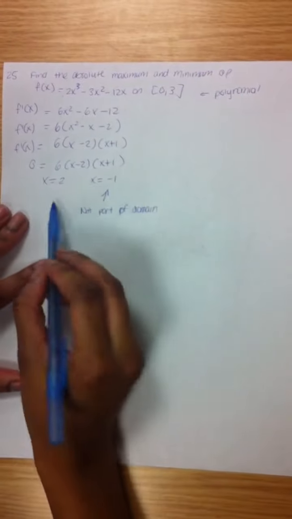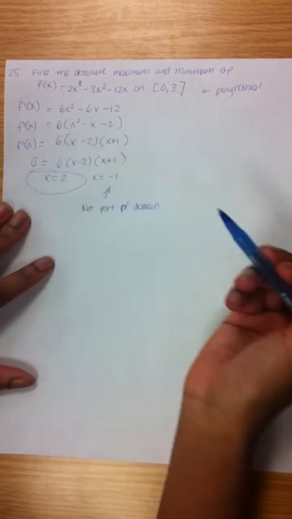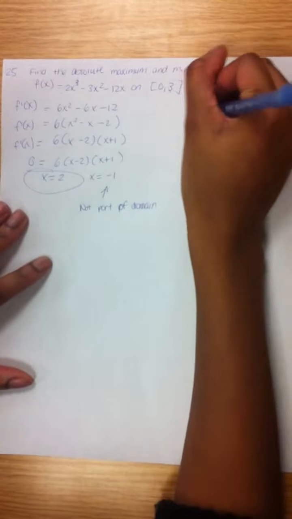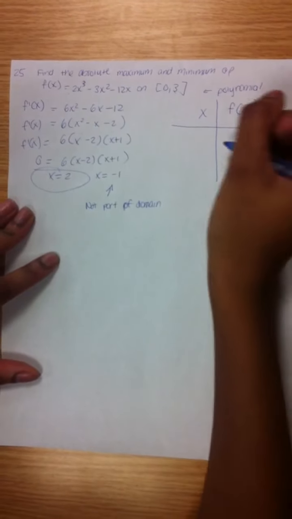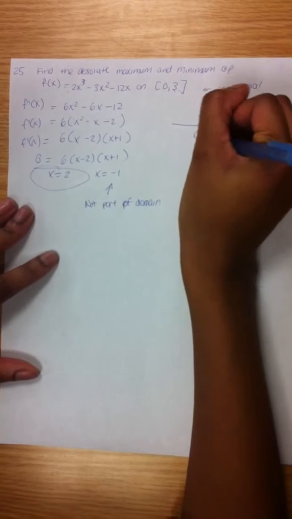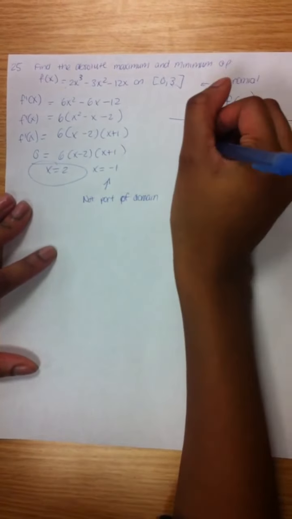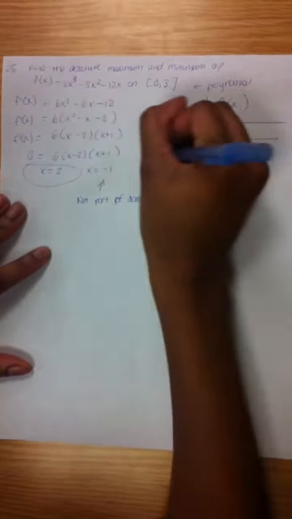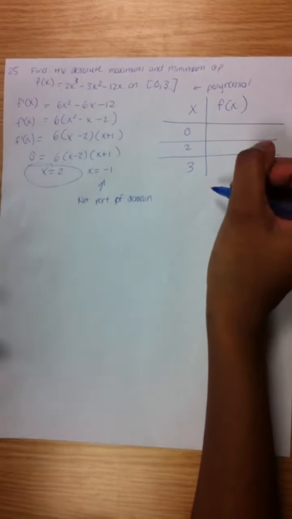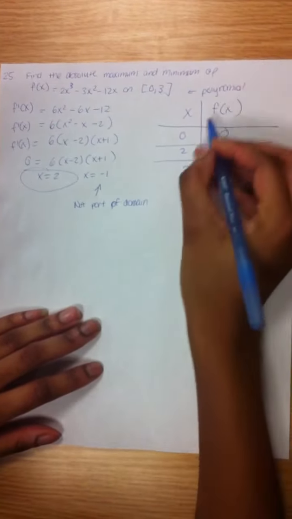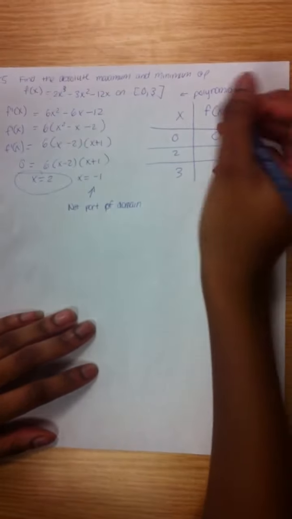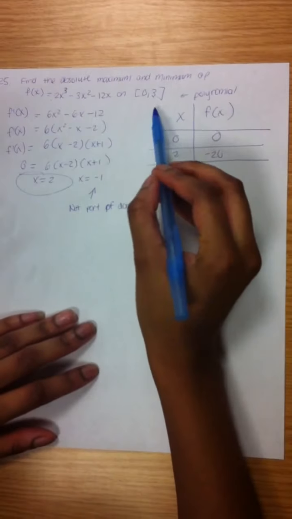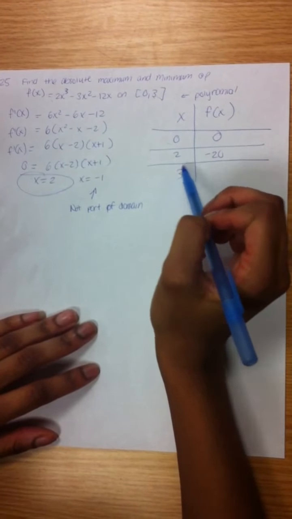Alright, so now that we know this number, we're going to plug it back into the original equation. So we'll start from 0, because that's given, 2 and 3. So we plug it in, you should get, when x = 0, f(x) = 0. When x = 2, f(x) = −20. And when x = 3, f(x) = −9.